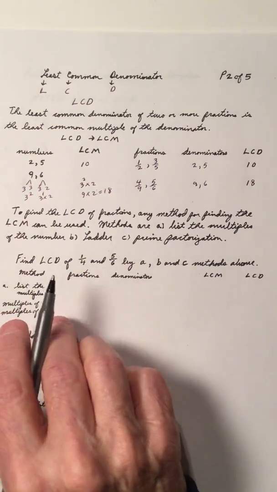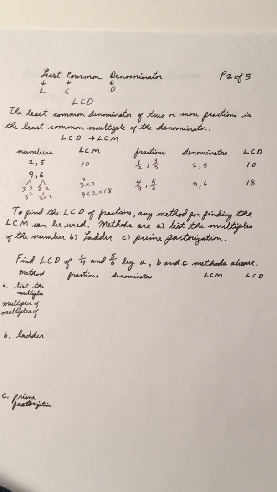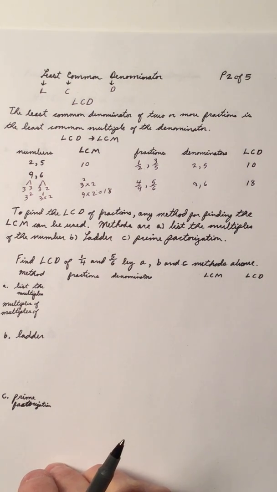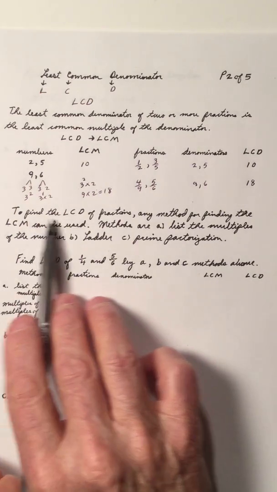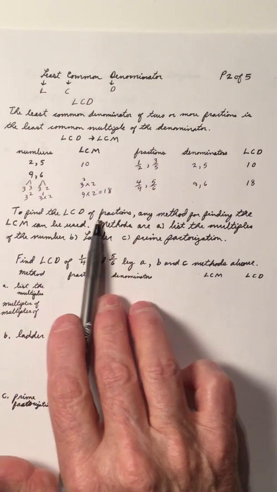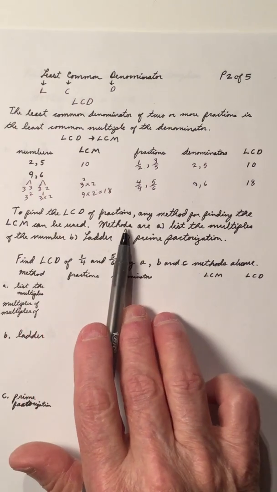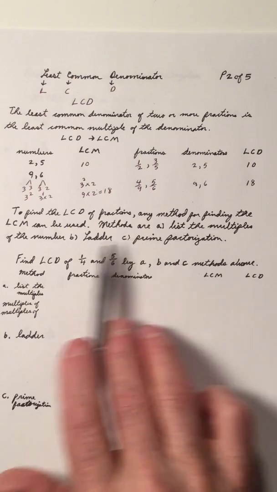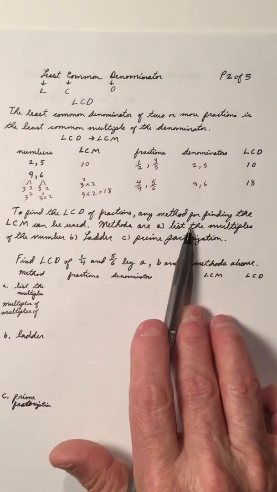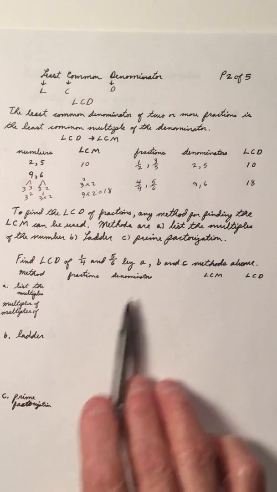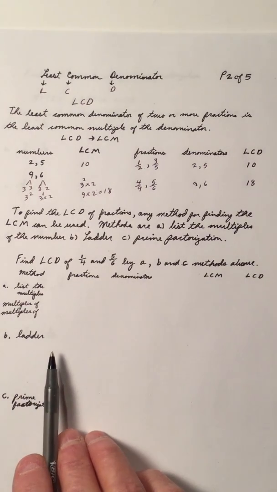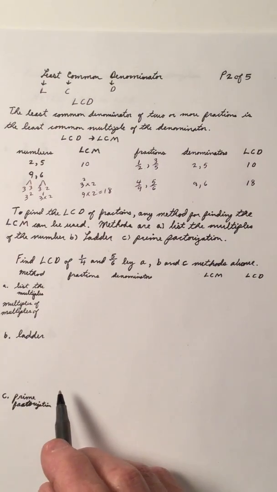We practiced the least common multiples in previous videos. Check it out. I have many videos on GCFs and LCDs. To find the least common denominator of fractions, any method for finding the LCM can be used. In previous videos, we did the list of the multiples of a number, the ladder, and the prime factorization as 3 methods for finding them. I'm just reviewing these right now, just to put it back in your heads.